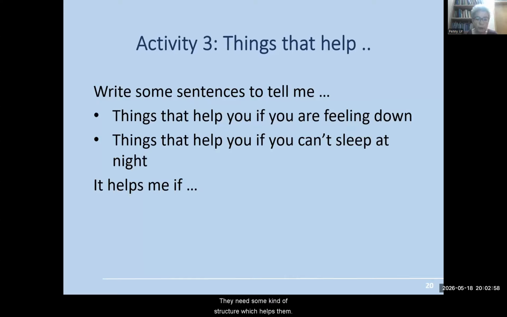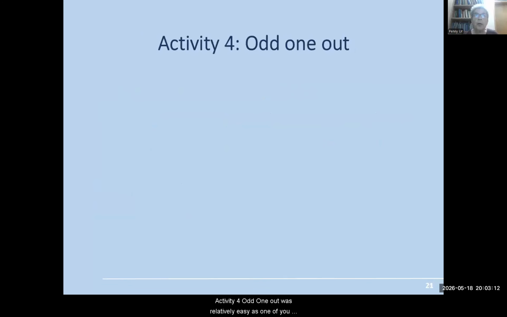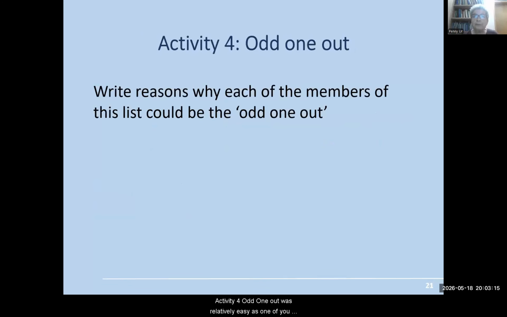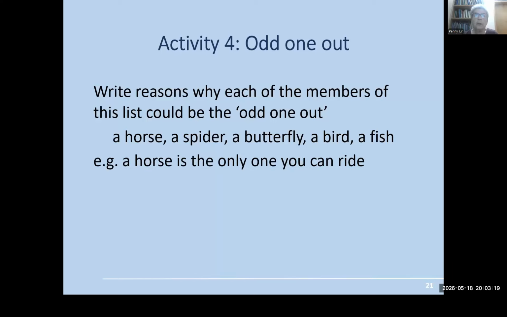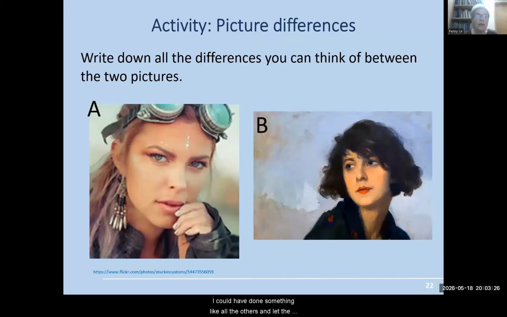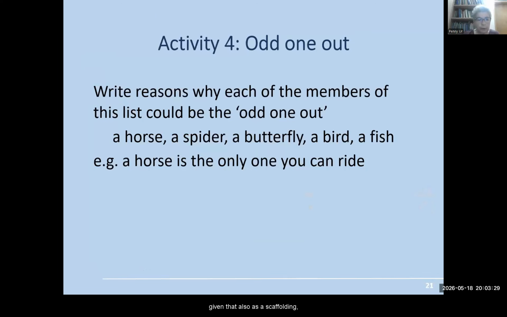They need some kind of structure which helps them. Some of them use it, some of them don't. Other people will do, students who are more advanced will obviously branch out and do their own thing. Activity 4, odd one out, was relatively easy, as one of you pointed out there. And again, I gave an example. I could have done something like all the others, and given that also as a scaffolding. I didn't, as it happened.